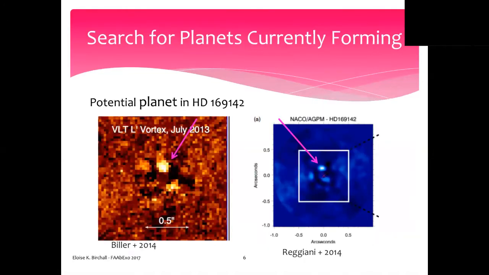The other object I studied was HD 169142, which is thought to have a baby planet in the disk. The reason we look in these disks for planets is so that we can get a better understanding of planet formation. If we catch a planet while it's forming, it gives us a better idea of how or where this happens. These are both in the L prime filter, more about that in a bit. And the potential planet is here.